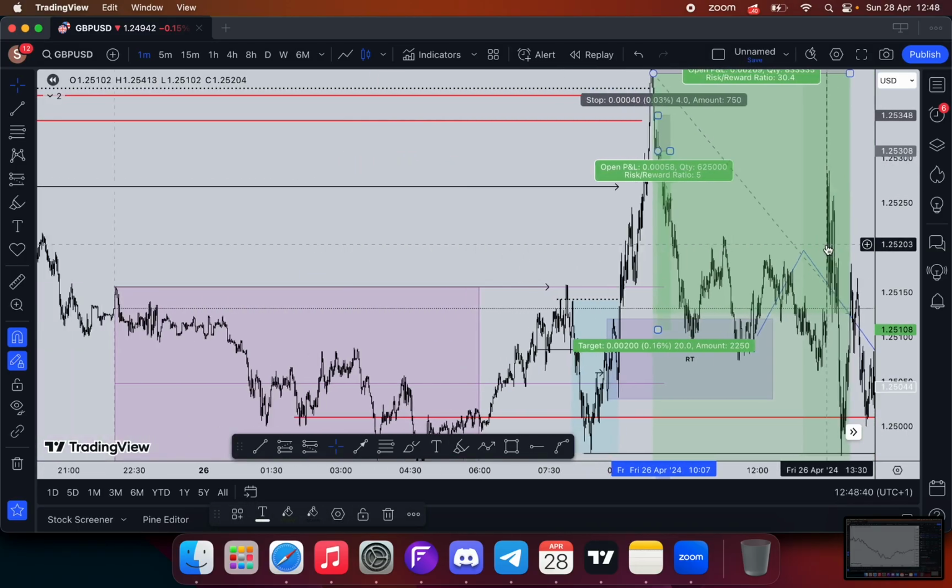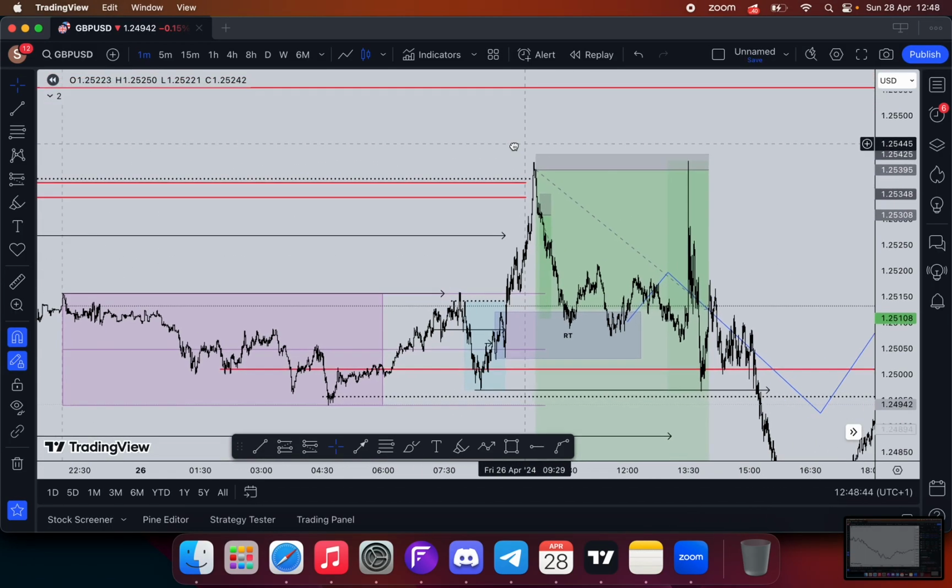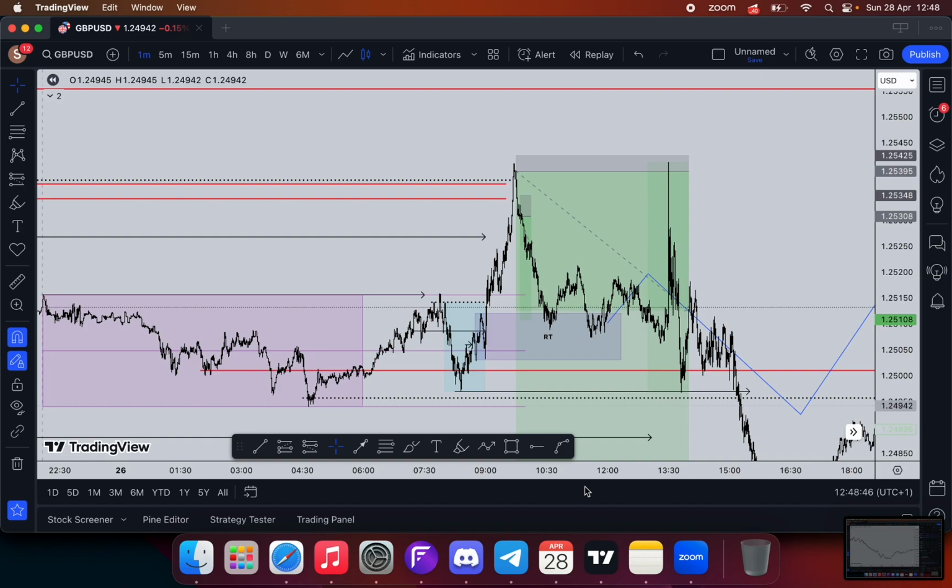But yeah, so that's a little tip on how to take risk entries after a little bit of extra confirmation. If you've got any questions, please give me a message.